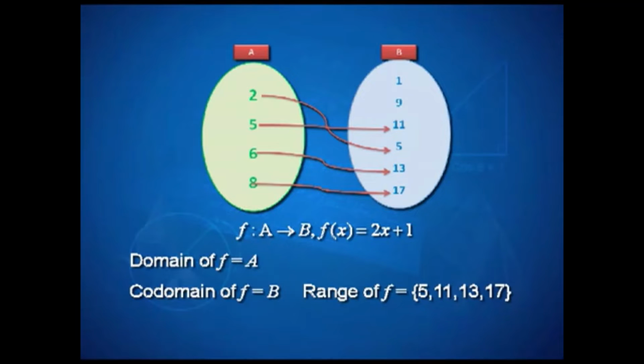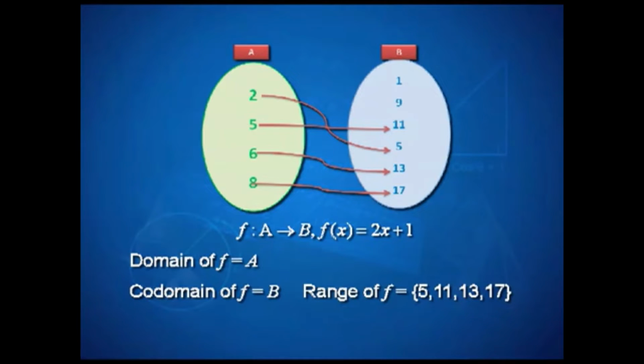So, first of all, does this arrow diagram represent a function? Yes, definitely. You can see that each element of set A has only one image in set B. So, the association can be expressed as f is a function from set A to B, and how is the image coming out? Twice the element in the set A plus 1. So, 2 times 2 plus 1 gives me 5, 2 times 5 plus 1 gives me 11 and so on.